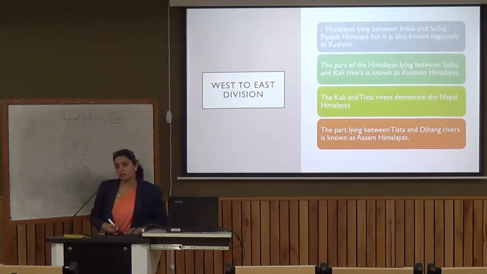The first division from west to east direction is called the Punjab Himalaya. It is also called the Kashmir Himalayas because these mountain ranges lie in the area of Kashmir, and these mountain ranges lie between the two most important rivers, that is river Indus and river Satluj.